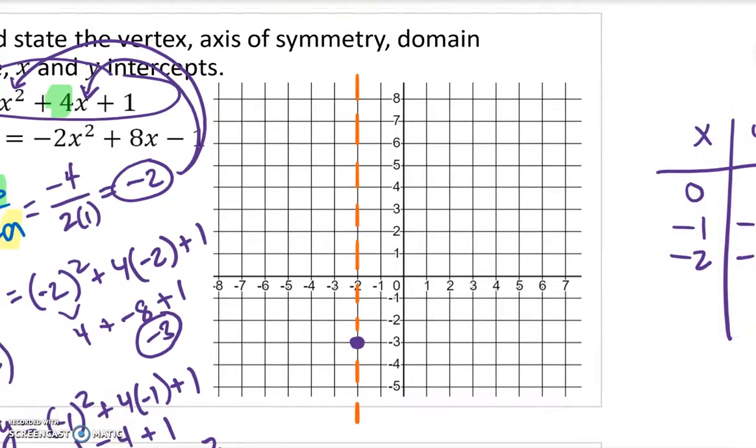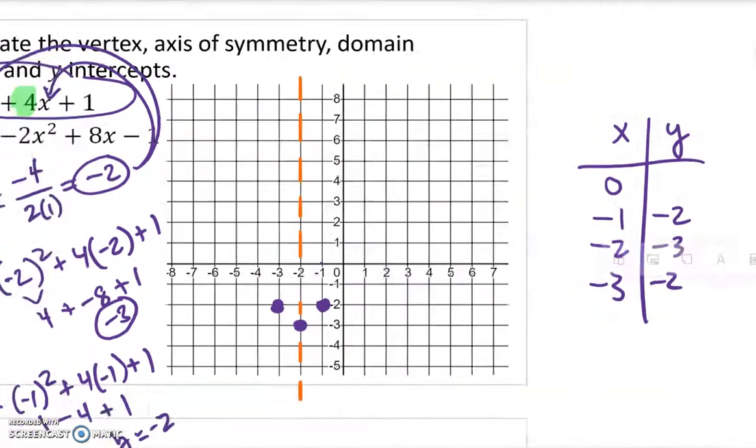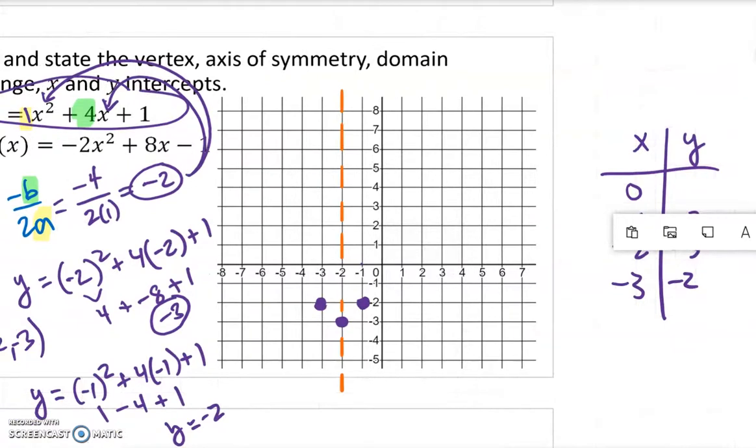If we plot that point, negative 1, negative 2 is right there. I can see that just on the other side of the axis of symmetry, there's going to be a point, because all quadratics are symmetrical. They're going to have these symmetrical points. This is my point on the other side of the axis of symmetry that is mirrored, and we can see that that is negative 3, negative 2. So when we found a point, we really have found two points because of symmetry. Quadratics are always symmetrical.